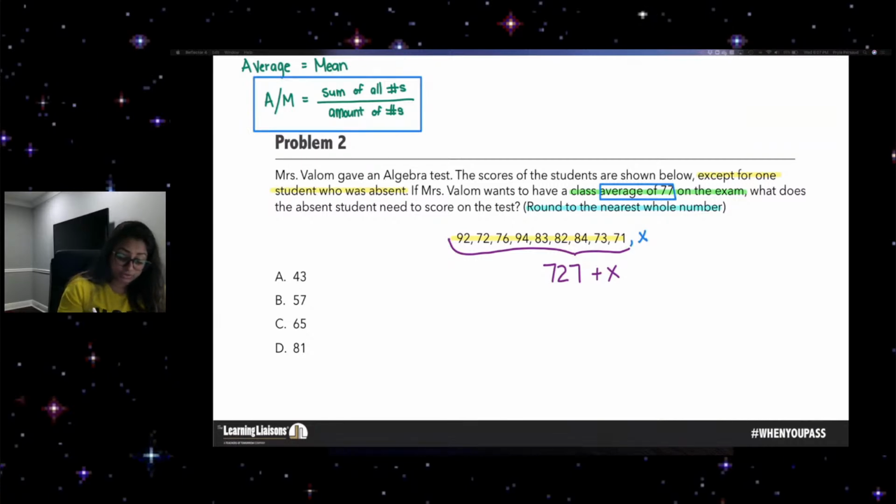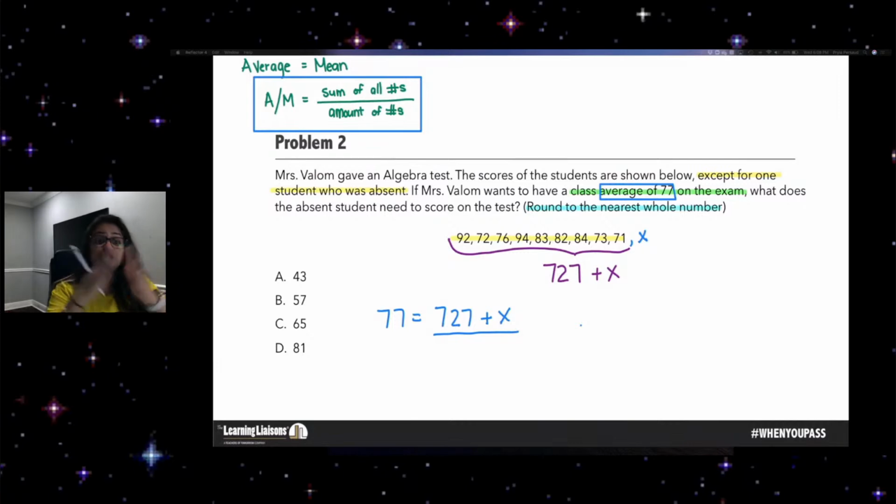So I know the average or the mean, it's 77. I now know the sum is 727 for the students that took the exam, plus X for the student that missed the exam. And now I'm going to divide by the total, that means everybody, including the absent student. So I'm going to count: 1, 2, 3, 4, 5, 6, 7, 8, 9, 10. I'm going to divide by 10 because there are 10 students.